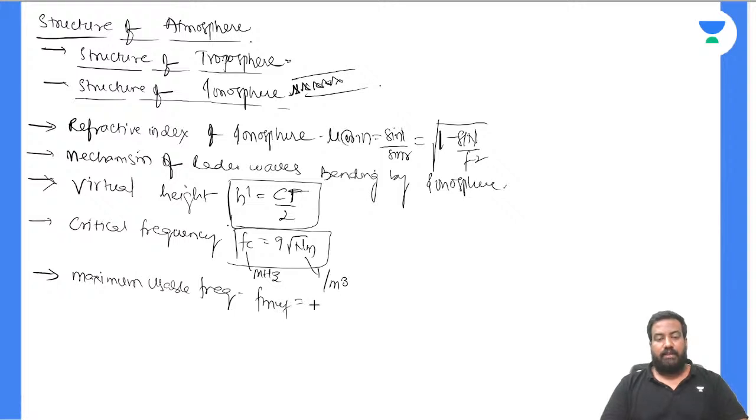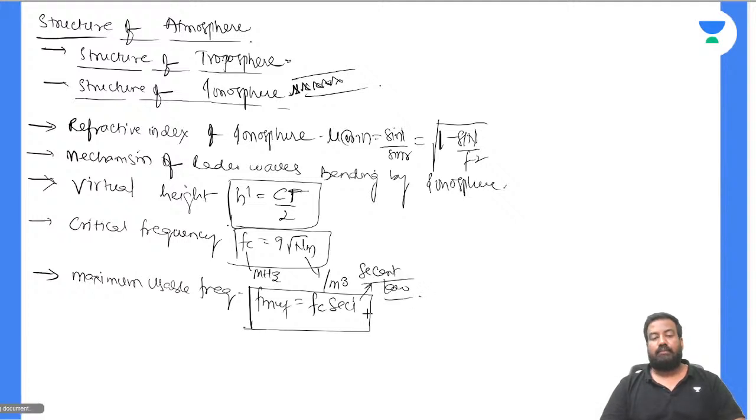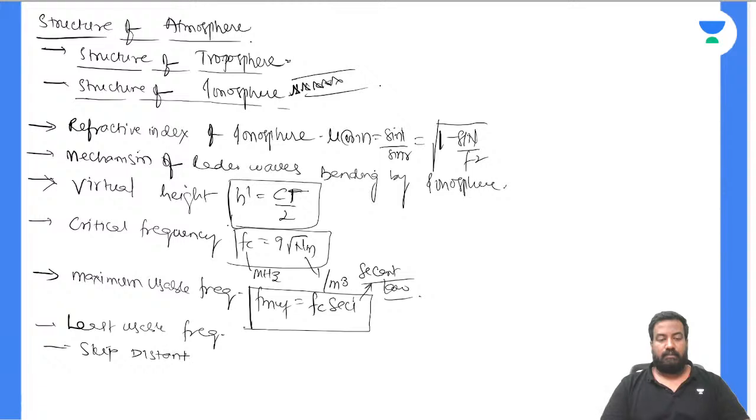We have related maximum usable frequency to critical frequency. FMUF is equal to FC secant i. It's called the secant law. And also we had seen least usable frequency, skip distance, and optimum working frequency.